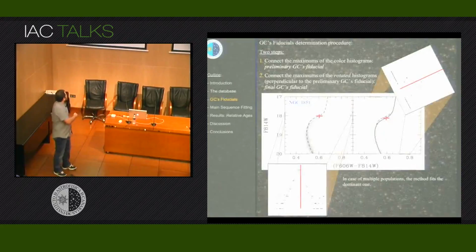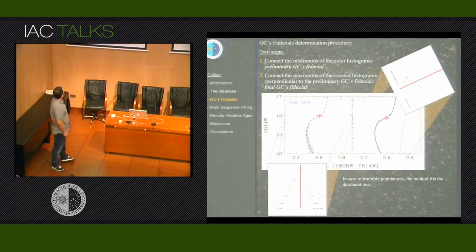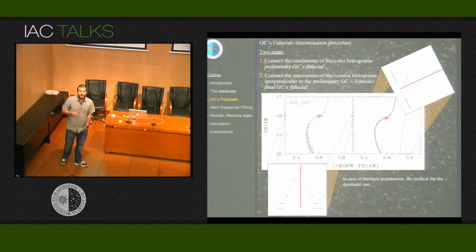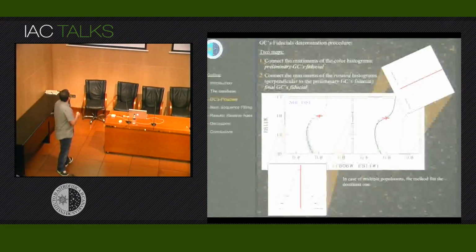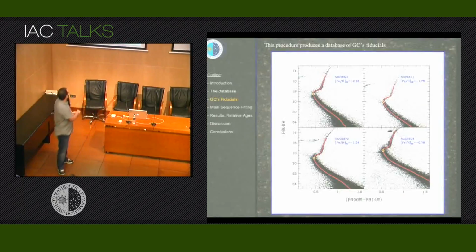It's worth mentioning that in the case of clusters with multiple stellar populations, like this case, NGC 1851, where we have the double subgiant branch, this method fits the dominant one. So using this procedure to determine the globular cluster fiducials, we finally get a fiducial for every cluster, and then we can determine with precision the turn-off position in every case.